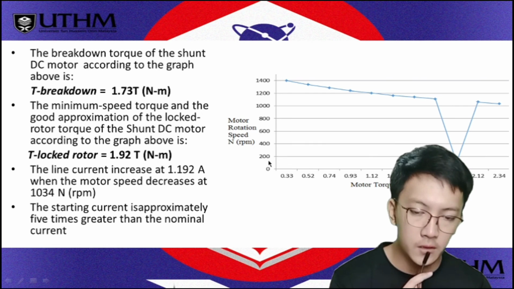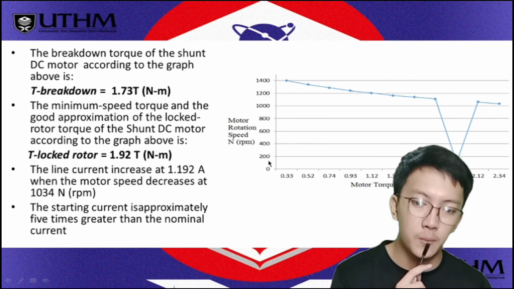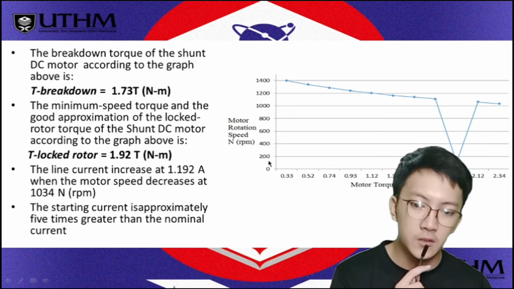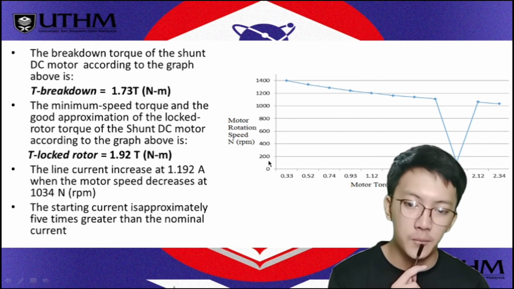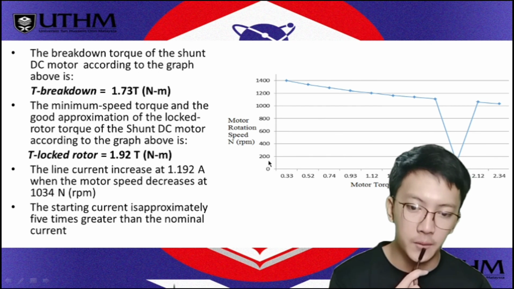The line current increases to 1.192 ampere when the motor speed decreases to 1034 RPM. The starting current is approximately 5 times greater than the nominal current.